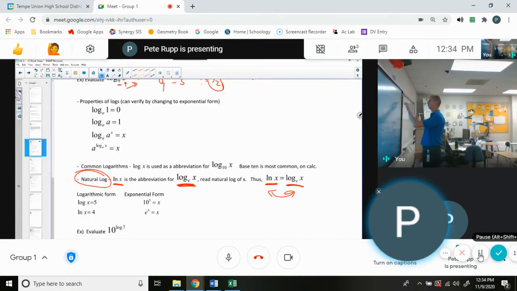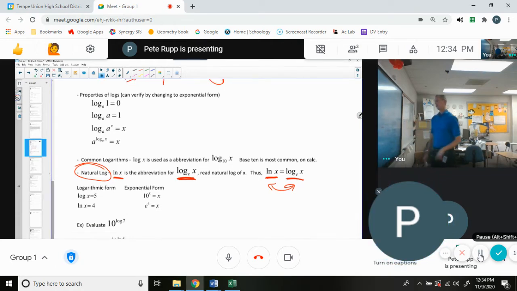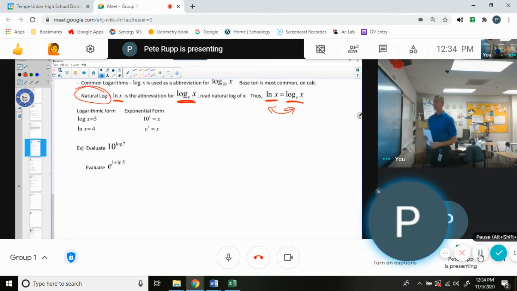Okay. So next, it's just asking me to evaluate a couple of things. These are purely calculator problems for the most part. Okay. So the first one is, I guess, and the second one isn't. So again, if it's asking me to evaluate these, you can kind of make sense of them by changing them from one form to the other.